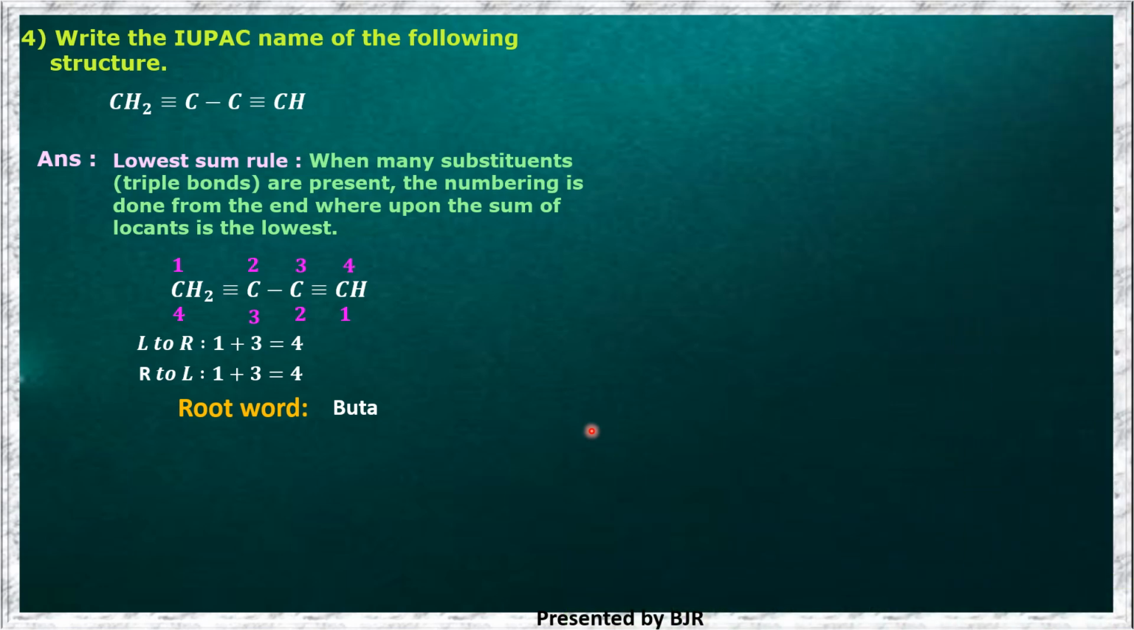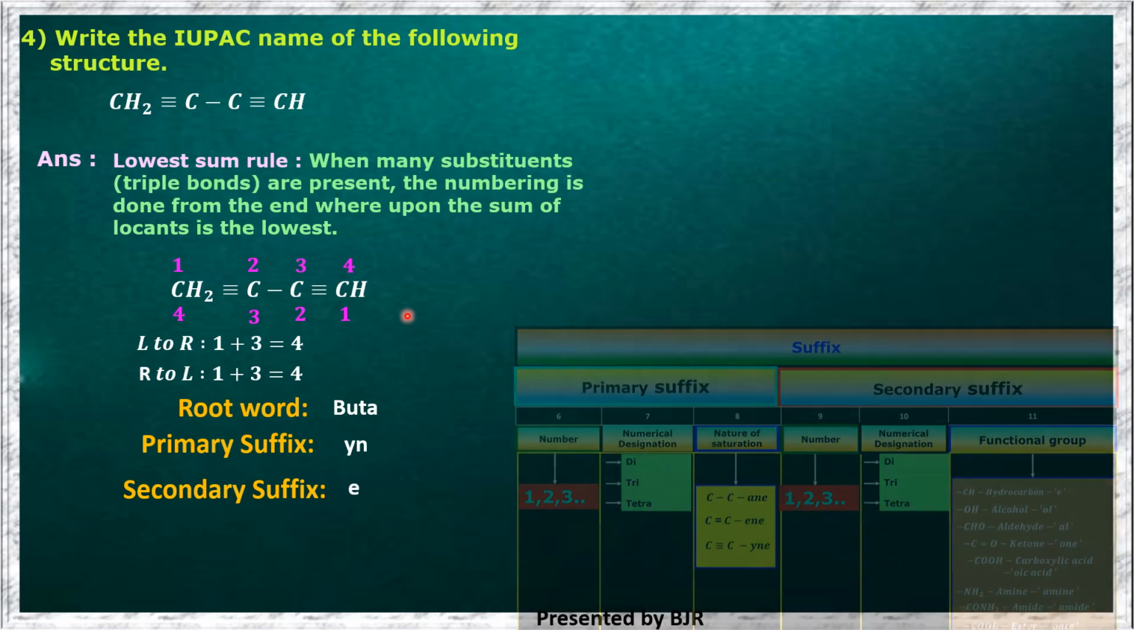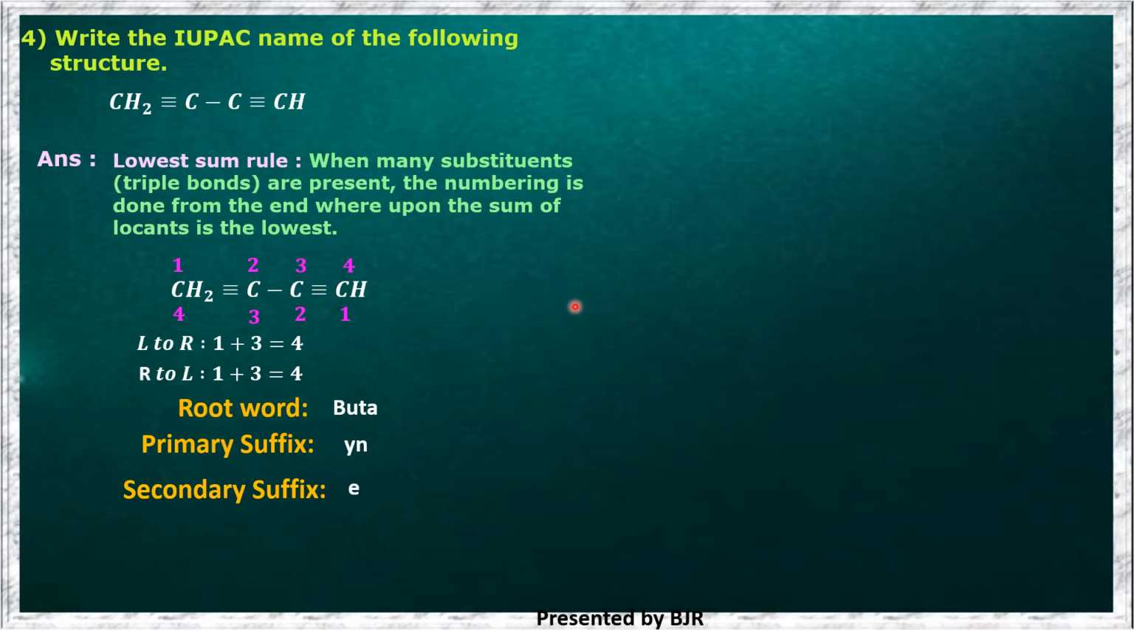Next, primary suffix, triple bond is there. It is yn. Secondary suffix, only hydrocarbons are there. Hydrogen and carbons are there in this. For that reason, the secondary suffix is only e. And the IUPAC name of this structure is buta 1, 3 diene. Buta 1, 3 diene.